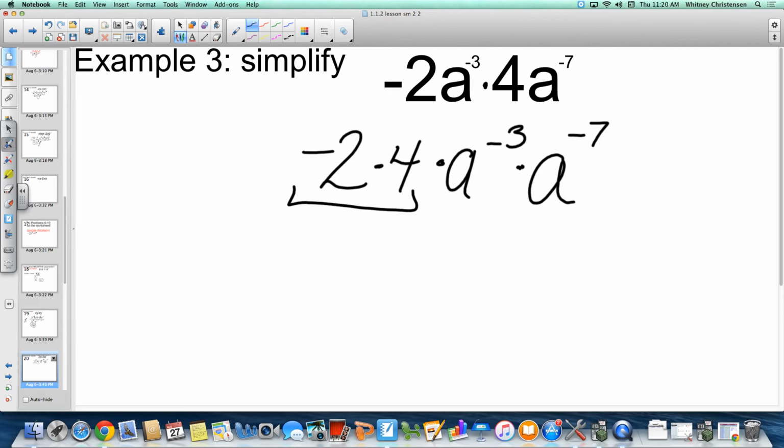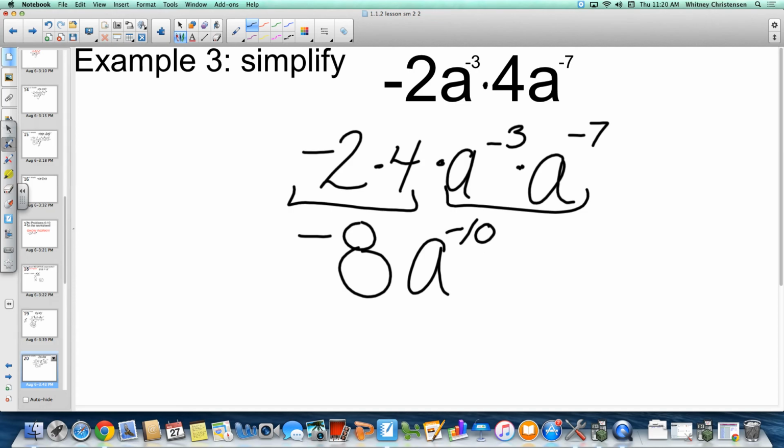What's negative 2 times 4? Negative 8. I'm so glad you didn't add those things. Those rules only work if you have the same base, and you're adding the exponents, not the numbers. All right, we just multiply those. Negative 8. a to the negative 3 times a to the negative 7. When you multiply, you add the exponents if you're multiplying the same base. So we have a to the, now be careful. Be careful. What's negative 3 minus 7? Negative 10. So we have a to the negative 10.